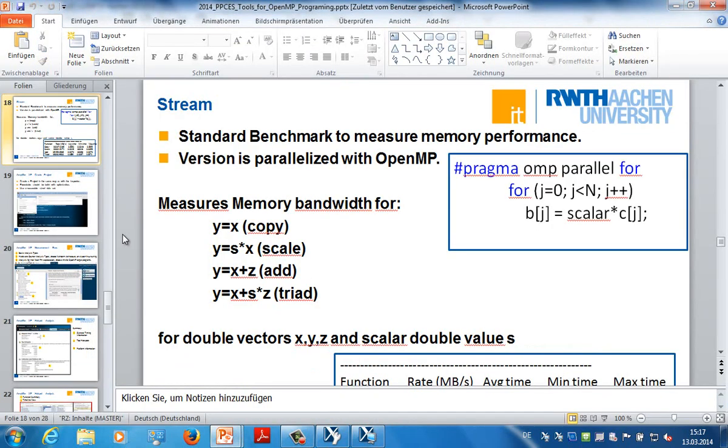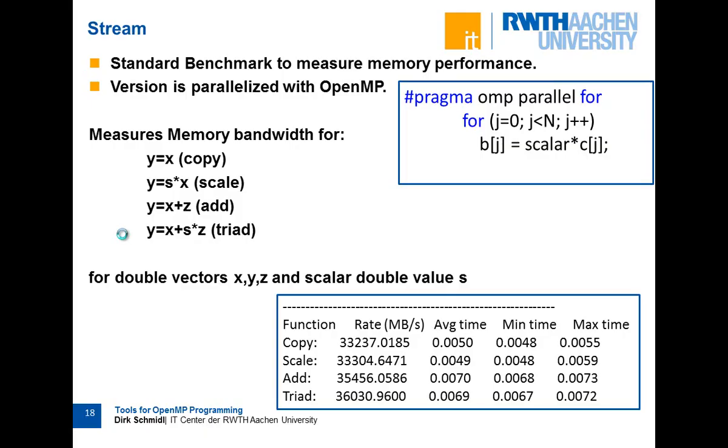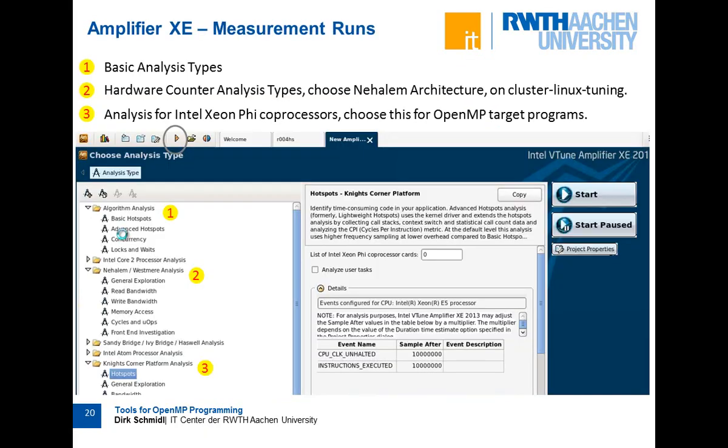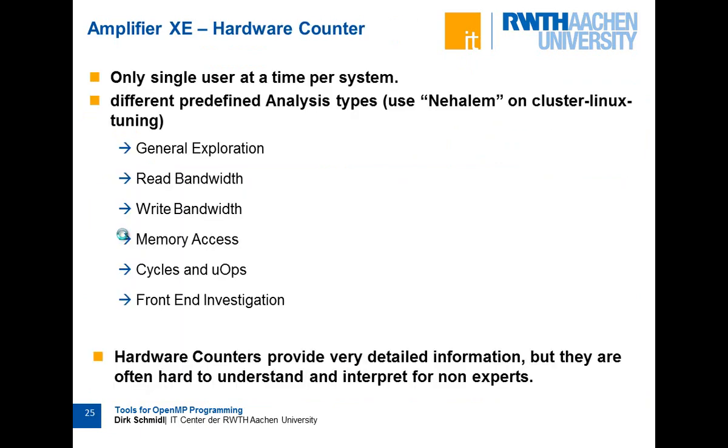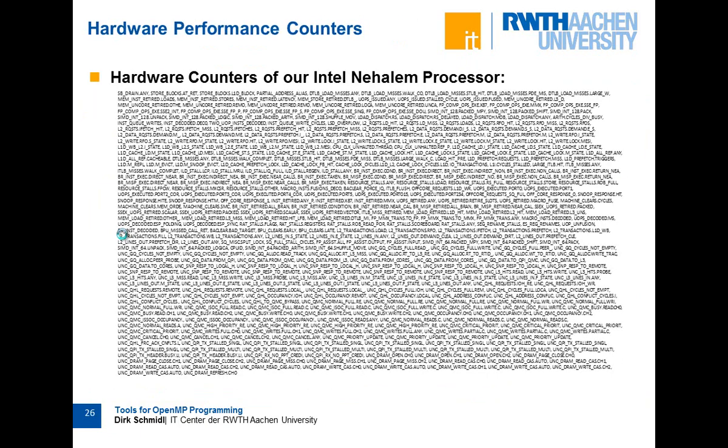As I said, there are again slides where everything is explained. And as I said, I wanted to give you a list of the hardware counters we have available, just to inform you what's available on a modern CPU, even though it's an older one. There are more around today. So you can basically measure everything.